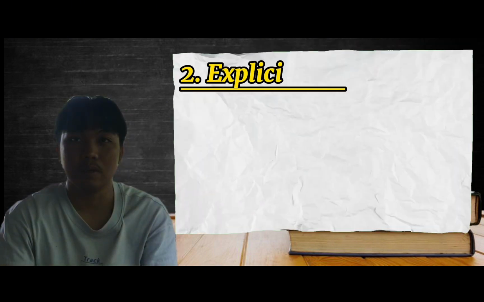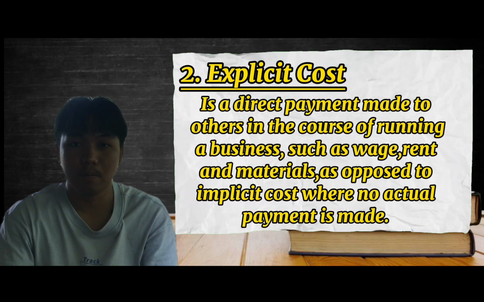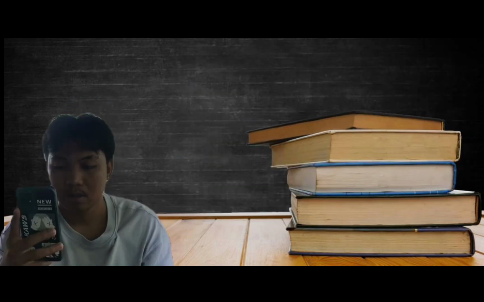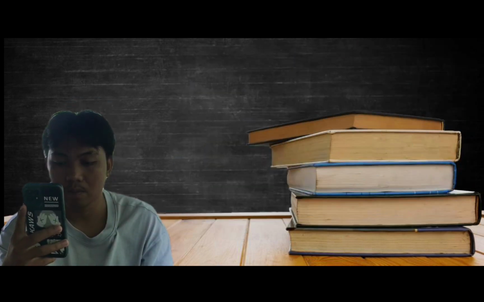Number 2, explicit cost is a direct payment made to others in the course of running a business, such as wages, rent, and materials, as opposed to implicit costs where no actual payment is made. Explicit costs are out-of-pocket payments that are actually made.